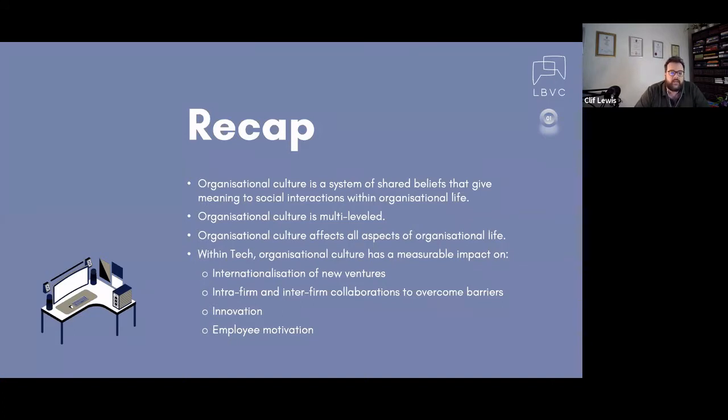And then also, more specifically, why it is important for tech organizations. It's because organizational culture affects new ventures' ability to internationalize, so scaling up internationally. It's also been shown to assist with inter-firm and intra-firm collaboration. So a focus in the modern business world is that no organization is an island. We have to be able to collaborate both internally and externally with partners to survive, to grow, to innovate, and then employee motivation as well. So that's basically, in a nutshell, what we discussed in the previous session.